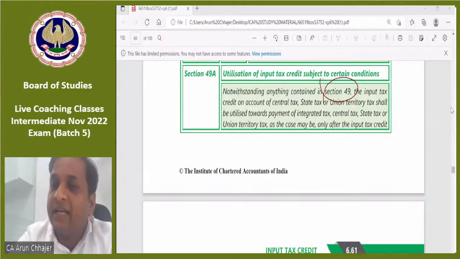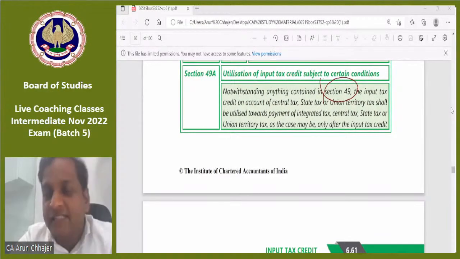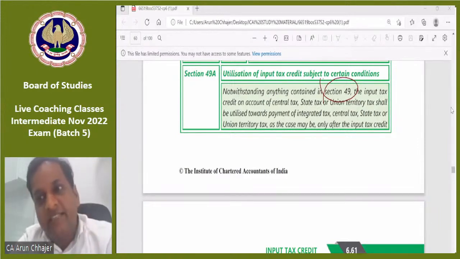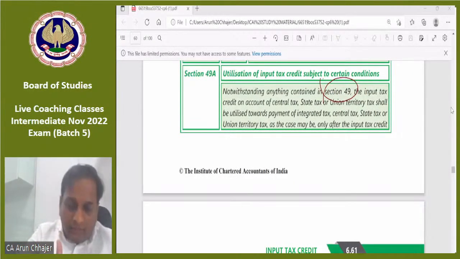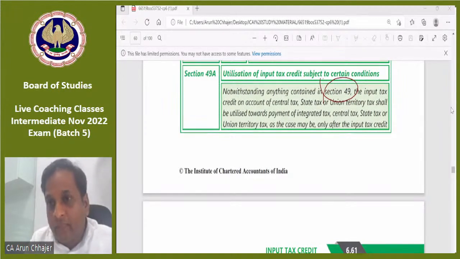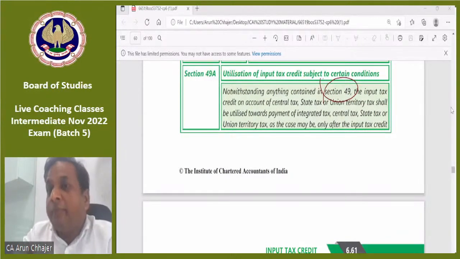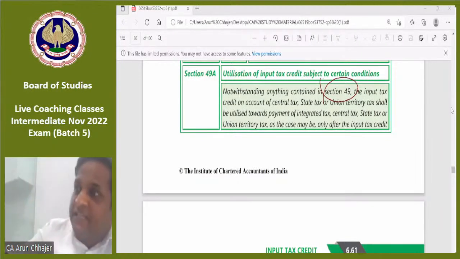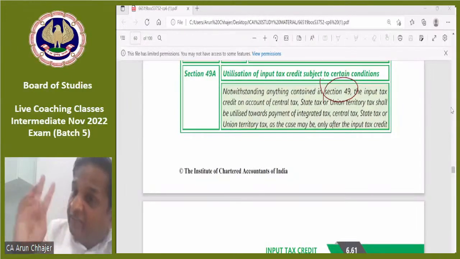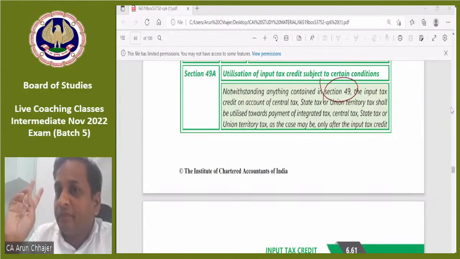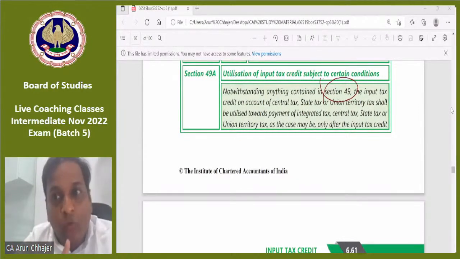Then what? They are saying CGST needs some amount, SGST needs some amount, then they will take first from I, then they will go to their own tax. If C needs some amount, S needs some amount, they will take first from I, and the balance, if any, they will take from its own tax, its own account.